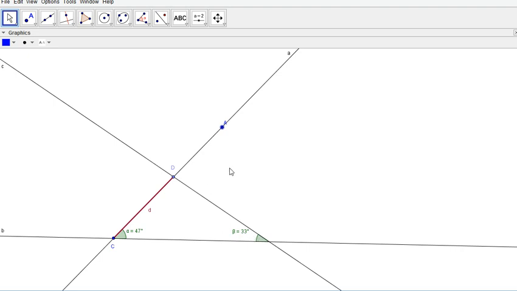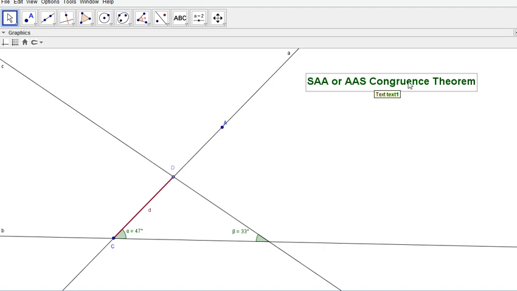Now, is there any way I can move this around and make a different triangle with this side over here and these two angles not on the outside of this side? I can't think of any way to make a different triangle than the one I've already got. And so what we say then is that we have a side, angle, angle, or angle, angle, side.